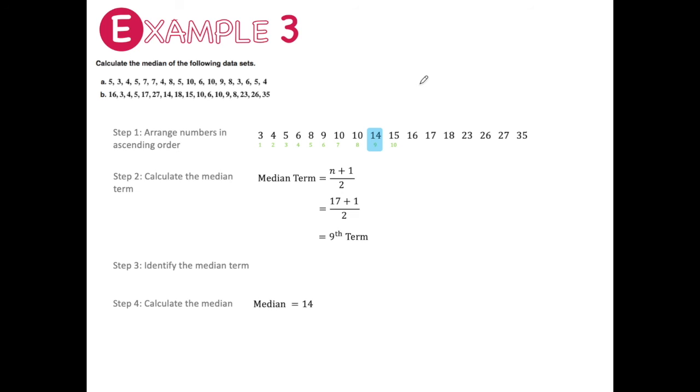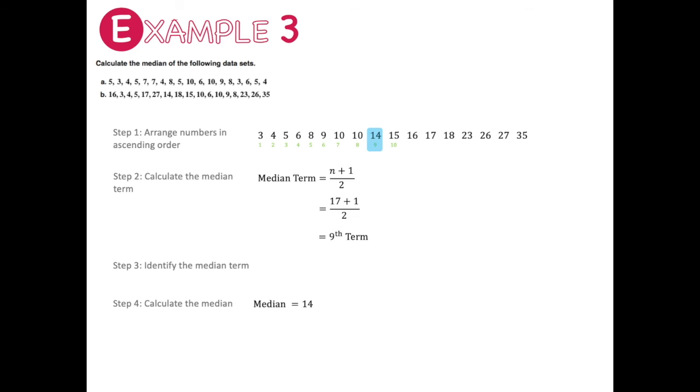Guys, it's really important to remember that once you've used your formula to calculate the median term, you need to go and locate the number. Some students will calculate it as the 9th term, and this assumes that the median is going to be 9. Make sure that you are using that calculation to locate the median term.